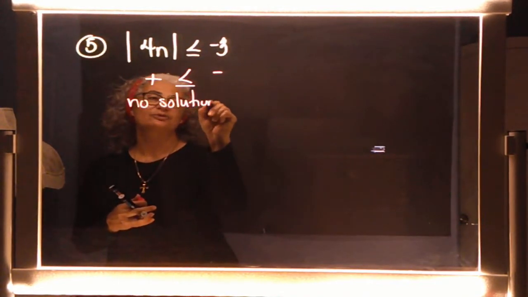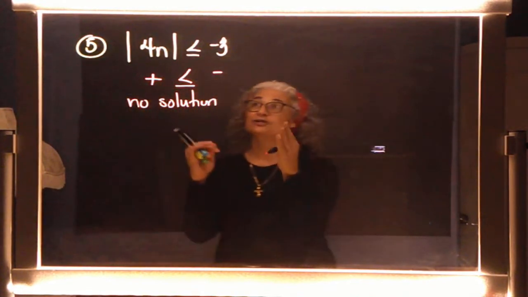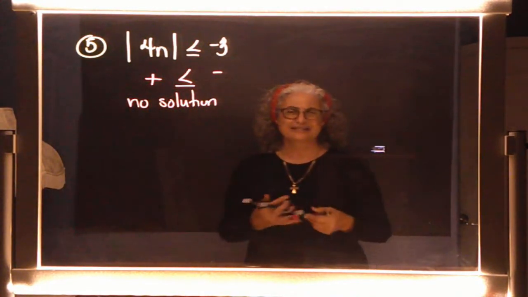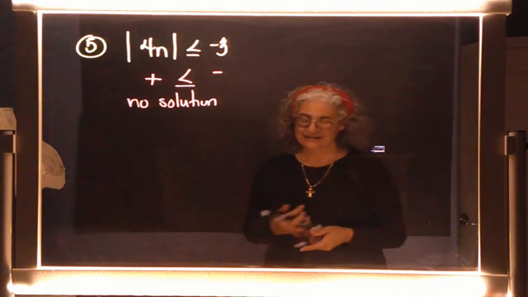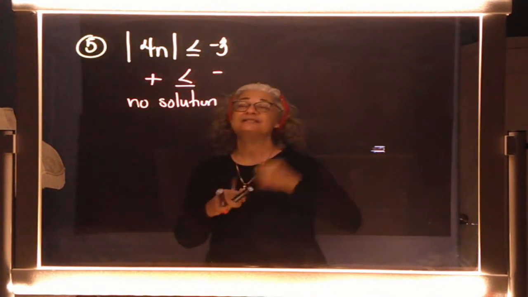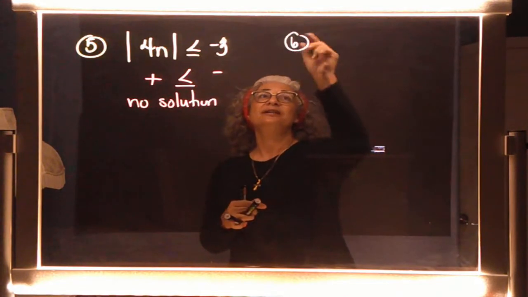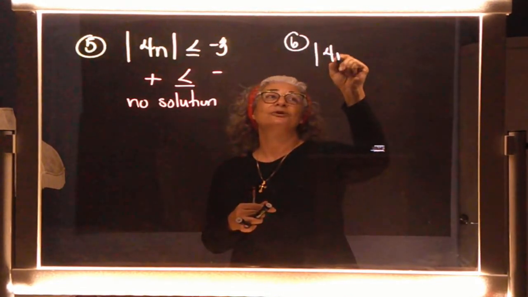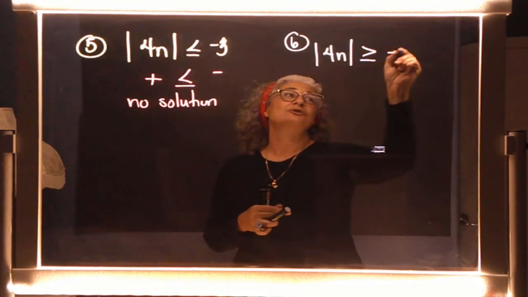Don't let them catch you. When you think about it, this one's a no solution problem. Does it make sense? Excellent. Now, what if instead of writing it that way, what if they said the absolute value of 4n was greater than or equal to a negative 3?